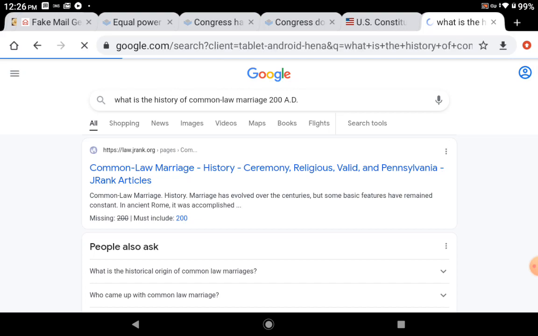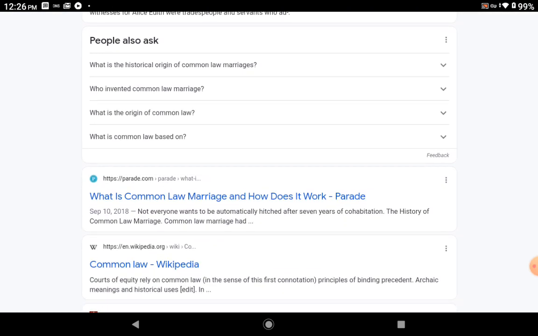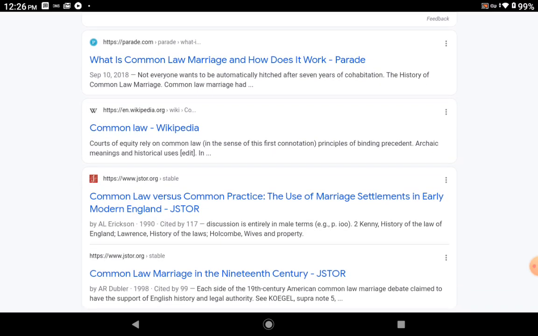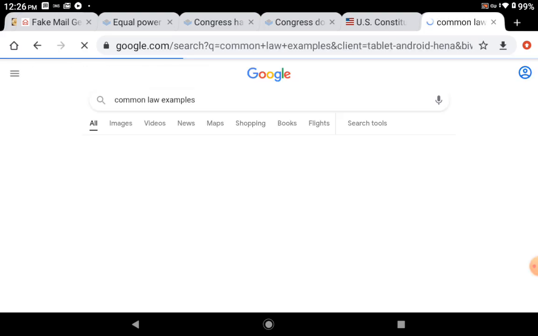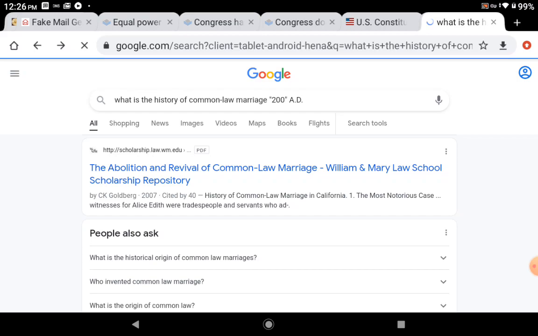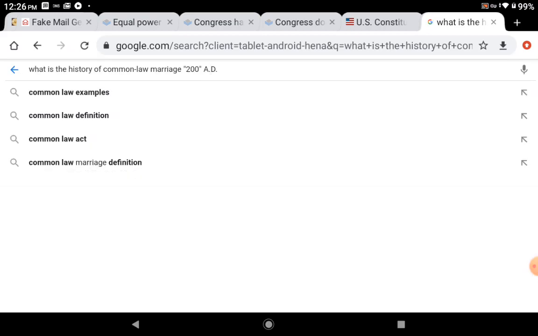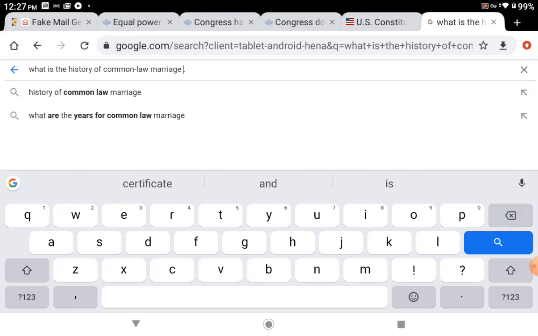Yeah, must include 200 AD, because that's when Rome was in power. Oh, as a matter of fact, let's do Rome. Let's do Rome. Yeah, that's how we do that. Because it's not common law, it's civil law. Because civil law comes from Rome. Don't just take my word for it for right now. Okay.